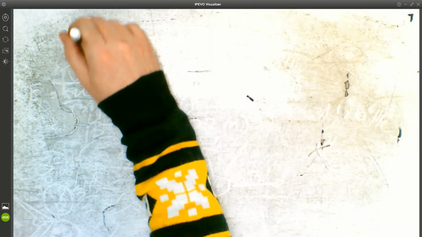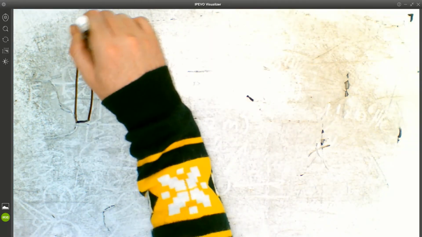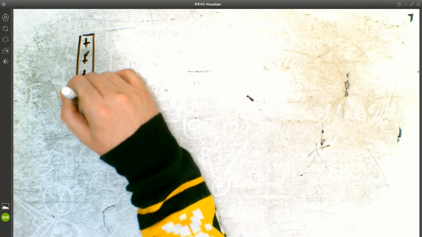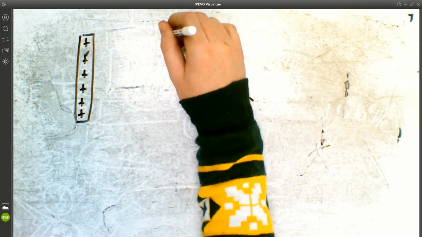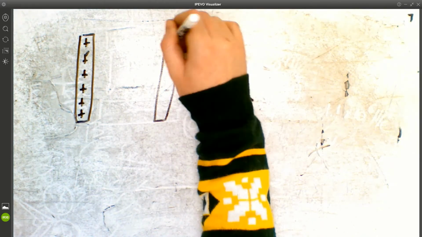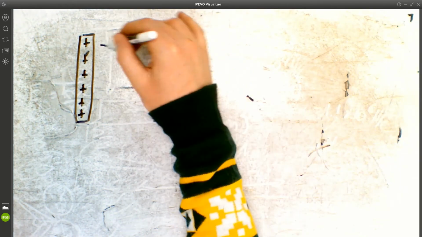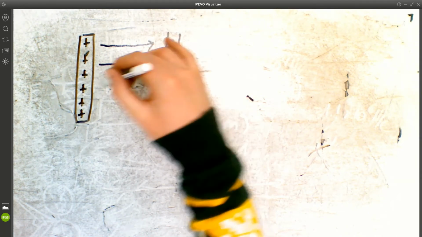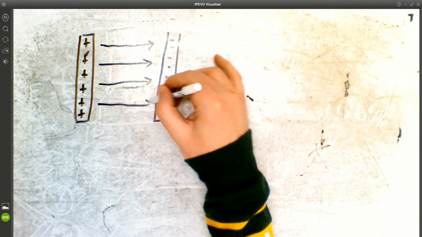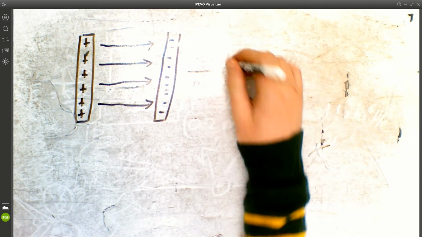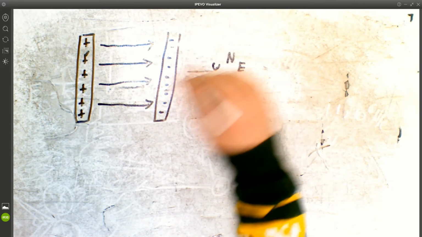So to get a uniform field, you need a positive plate and a negative plate, and they can go in any direction. But because the field direction is the direction a positive charge would move, from our positive plate to our negative plate, that's how we get our field to be east.